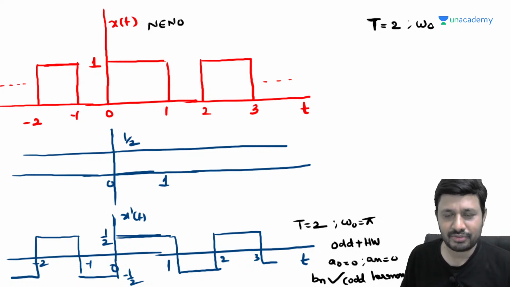Period is 2, omega naught is pi, odd and half wave. A naught and an are 0, bn exists only for odd harmonics. Now, let's analyze x of t. What is the relationship between x dash of t and x of t?